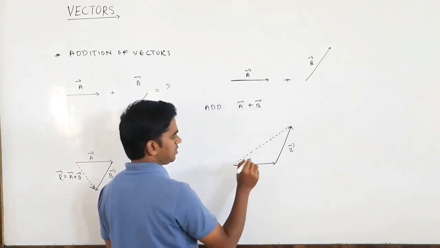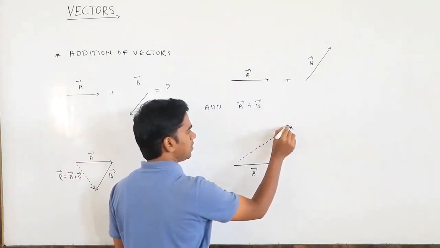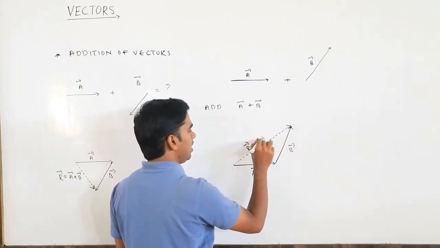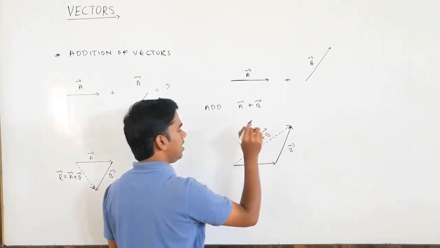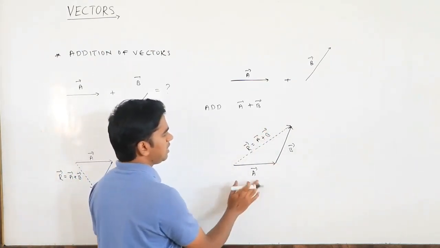What is the direction? These two are in one direction, so the resultant should be in the opposite direction. This is the opposite. So resultant R equals vector A plus vector B. So you got the resultant.